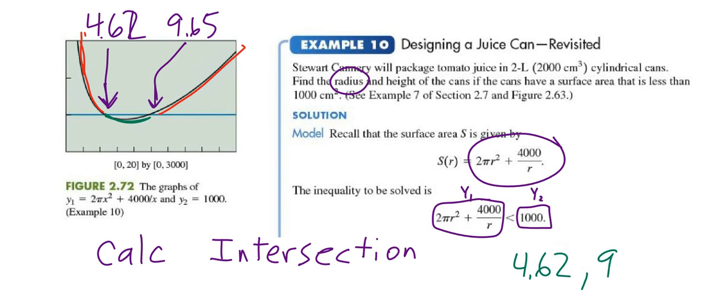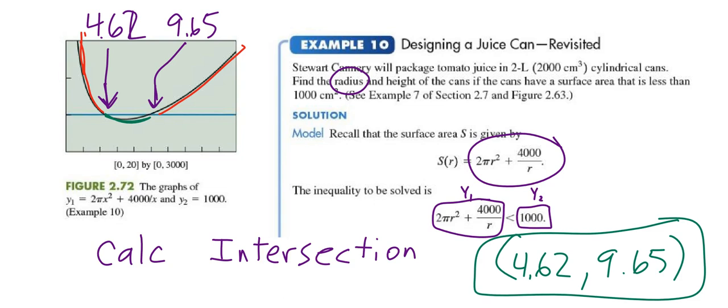4.62 to 9.65. Should we use parentheses or brackets? Parentheses, thank you very much, right? We do not include the endpoints because it did not say equals 1,000. It said less than 1,000. So that is your final answer to this question. We used our graphing calculator to find those intersection points. Yes, I will give you the window.